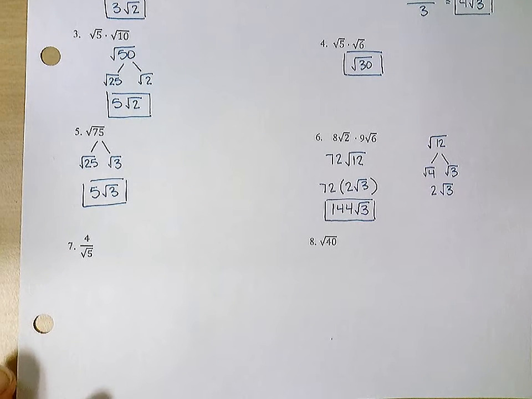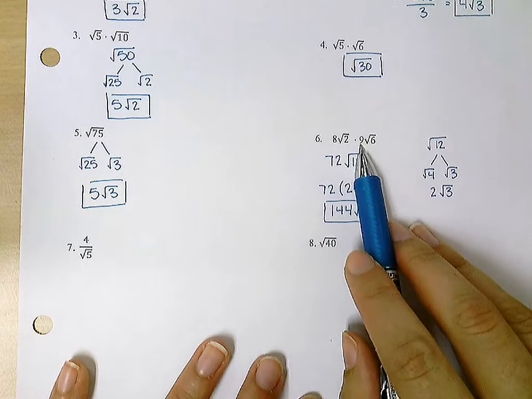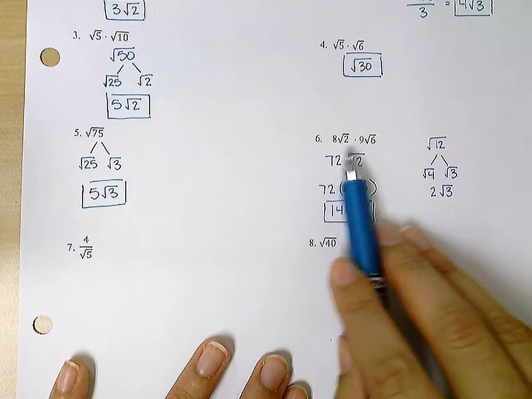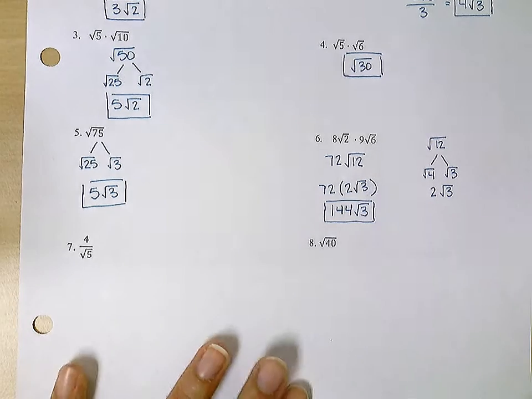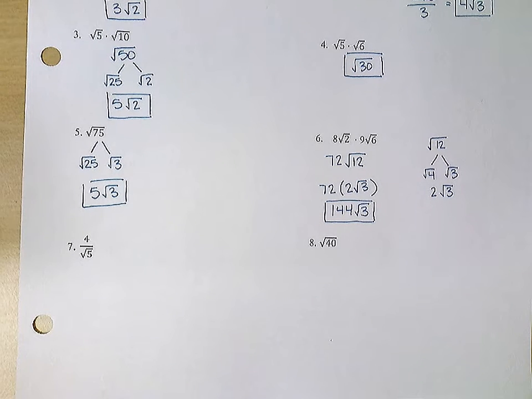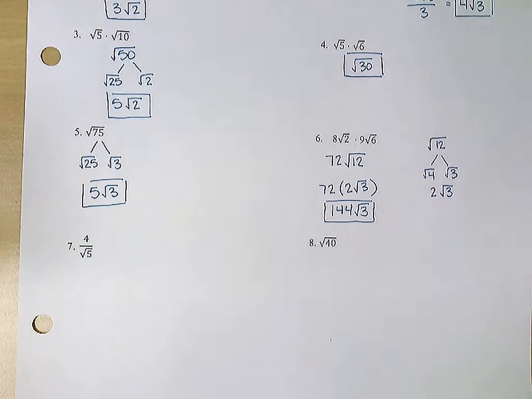Questions on number 6? How did you get 72? 8 times 9 in the front. So you want to multiply your numbers on the outside of your root and the ones on the inside. Good question. Others? So you just multiply the 8 and the 9 and then the 6 and the 2? Yes.